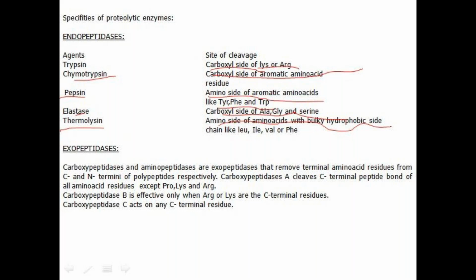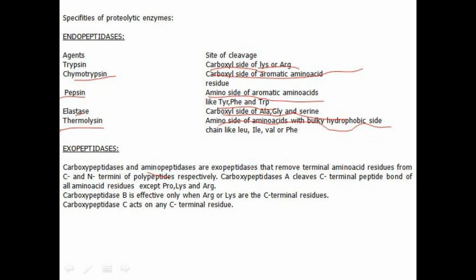Coming to the exopeptidases: these act at the outside of the chain, that is, the terminal sides of the chains are broken by exopeptidases. There are the carboxy terminal and amino terminal regions. Carboxypeptidases and aminopeptidases are the main exopeptidases, removing terminal amino acid residues from the carboxy and amino terminals of polypeptides.